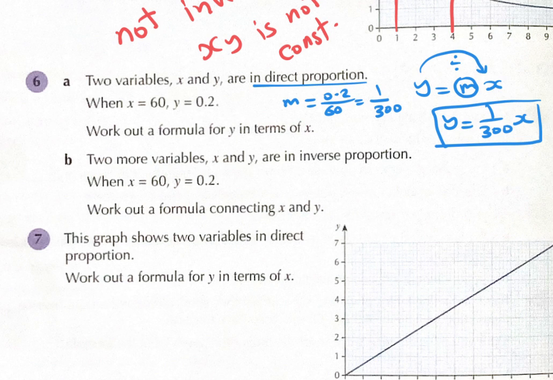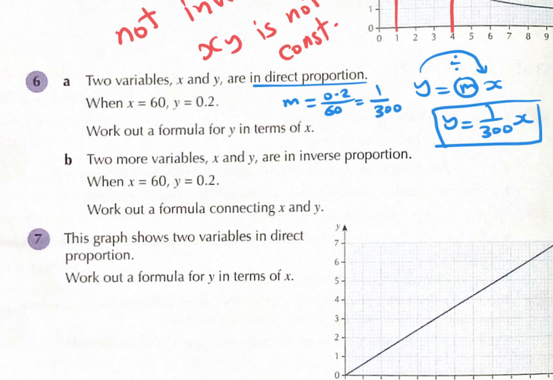For B, two more variables x and y are in inverse proportion. When x equals 60, y equals 0.2. Work out a formula connecting x and y. In inverse proportion, the product is constant. So when you multiply x times y, you get the same number.